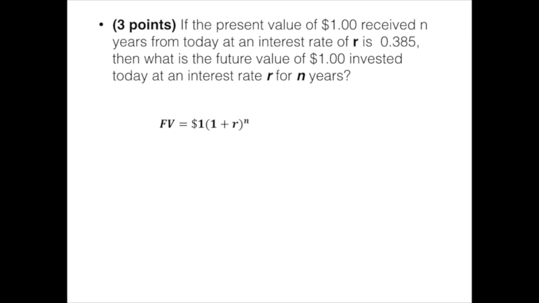But we have something else given in this problem. What is given is the following: the present value of $1 received in n years from today at an interest rate R is 0.385. So how do we calculate the present value of $1 in n years from now at an interest rate R? Well, we discount it. The present value of $1 discounted with (1 plus R) to the power of n is equal to 0.385. From this, you can see that you can actually express (1 plus R) to the power of n, so (1 plus R) to the power of n is equal to 1 over 0.385.